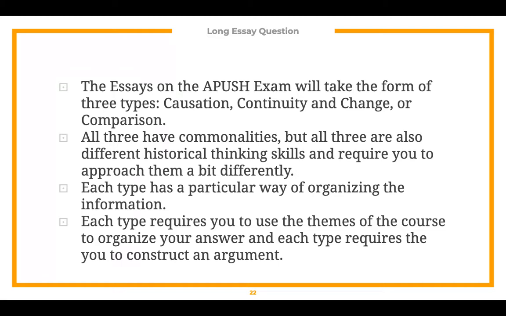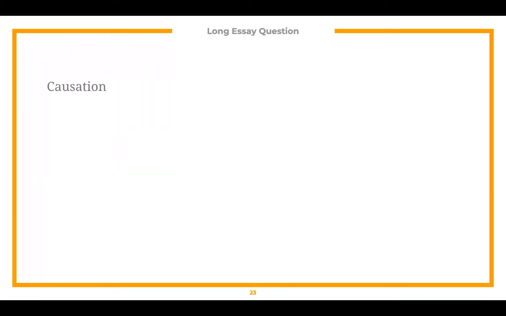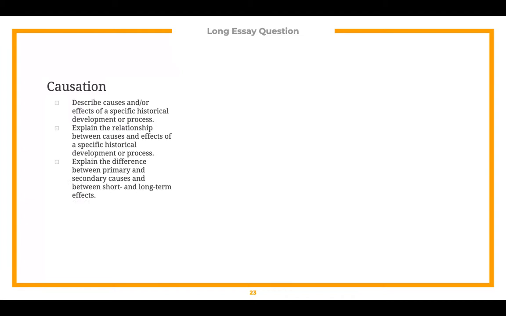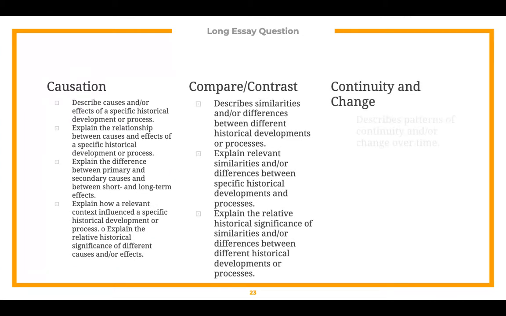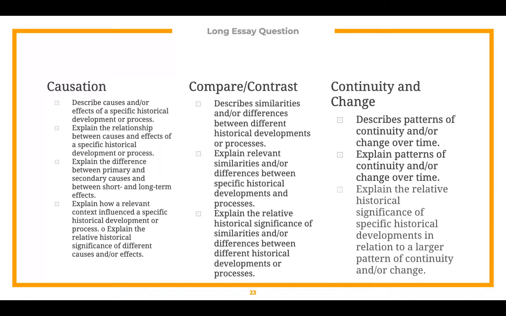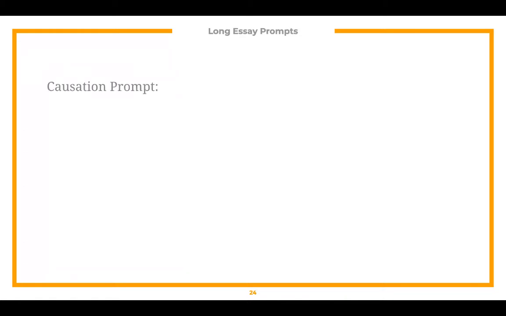And remember the themes. You should definitely be using those 8 themes to help organize this essay. Which theme fits the essay question the best, and then roll with that. Again, this is the causation, compare and contrast, and continuity and change brief. Remember, there's another video that goes over this in more detail. But remember, you need to describe, you need to explain, and then you need to explain how it relates back to the historical relevance.